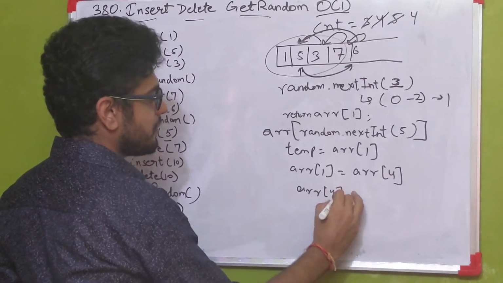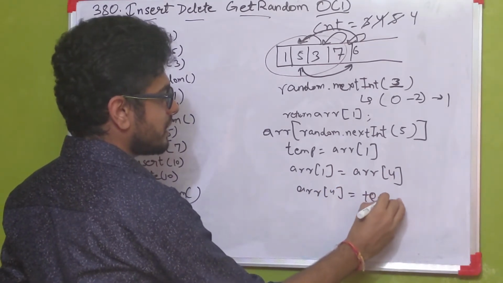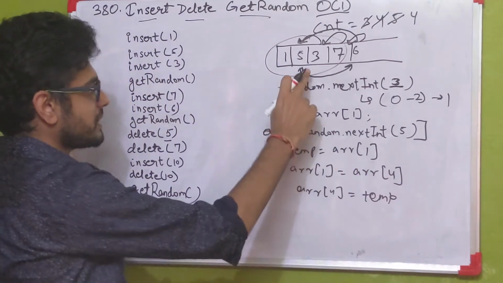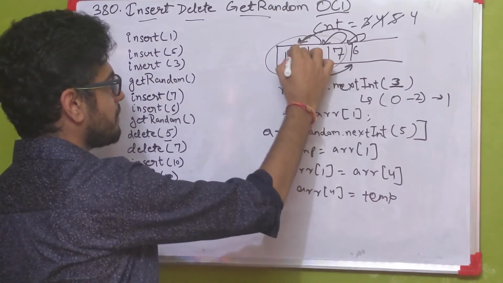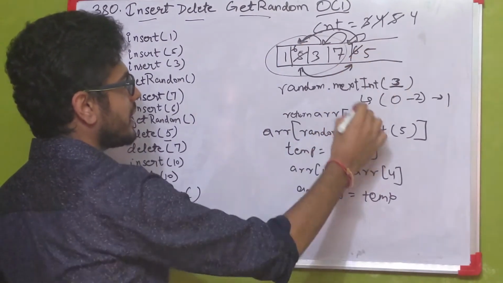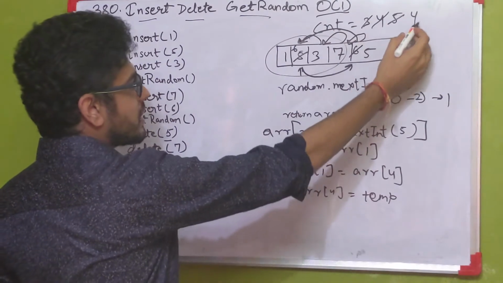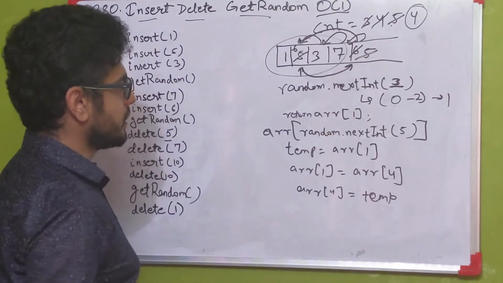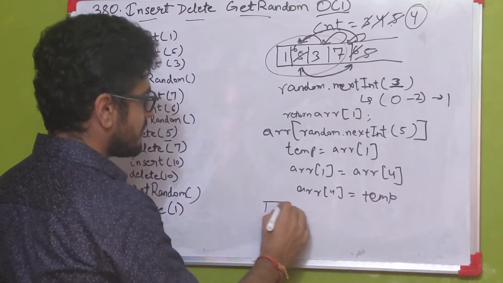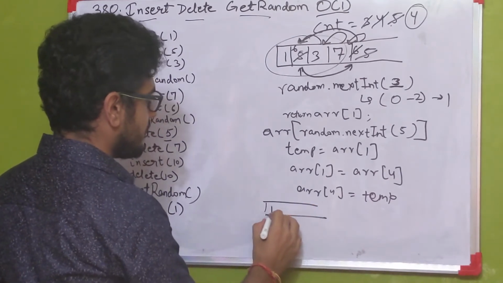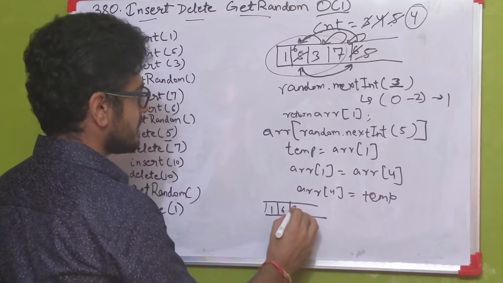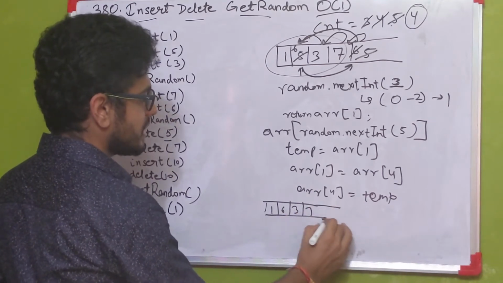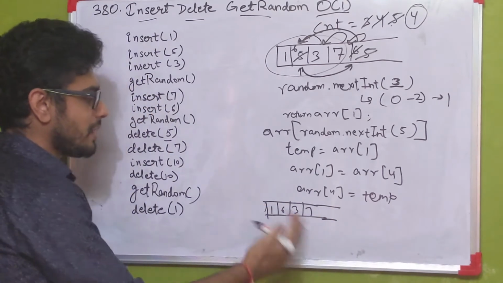So this is a simple way to just swap the two numbers. Now 6 would come here, 5 would go over here, and we are going to reduce our counter to 4 from 5. So basically this will automatically get removed. The current array that we have now is 1, 6, 3, 7. This is the current array after the swapping operation.